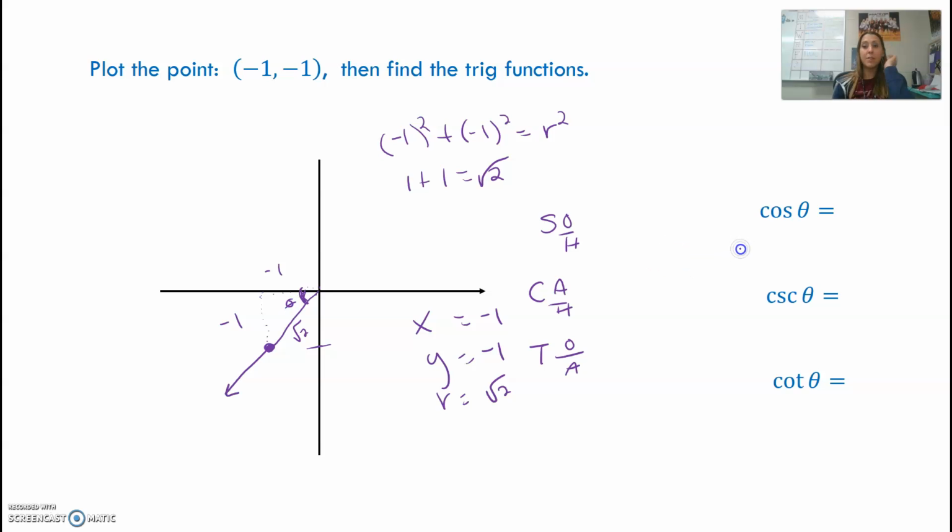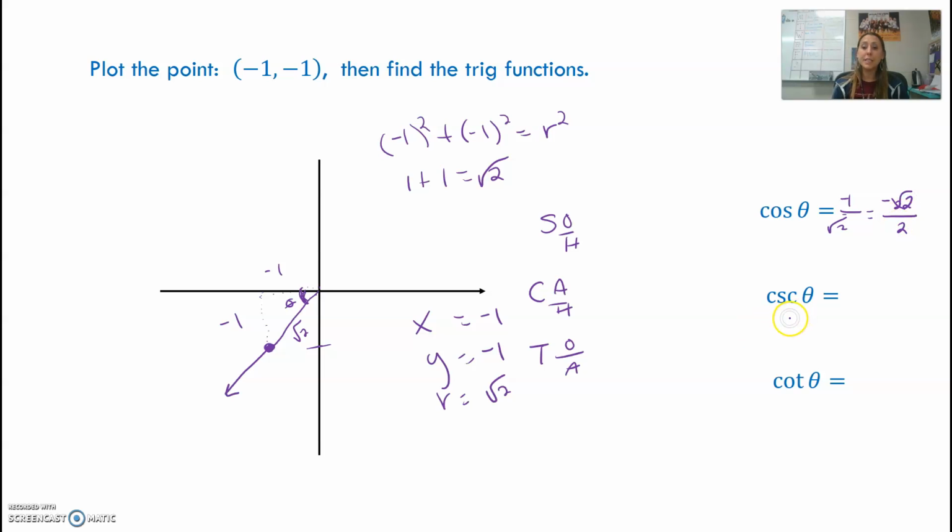So if I want to find cosine, then that is the adjacent over the hypotenuse. So I know my hypotenuse is the square root of 2, and then my adjacent is going to be -1. But remember, we can't have a square root in the denominator, so I'm going to get -1 times the square root of 2 over 2.